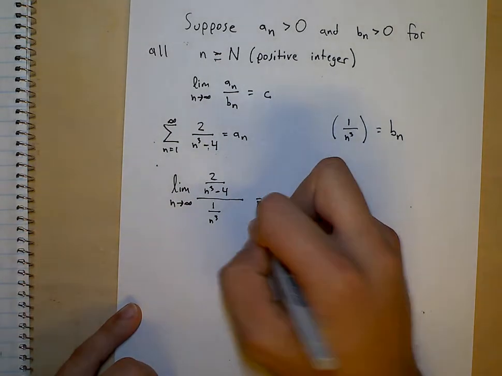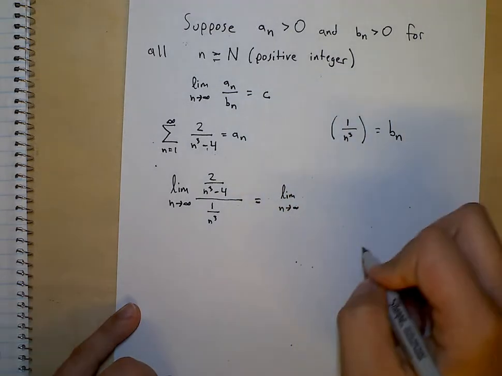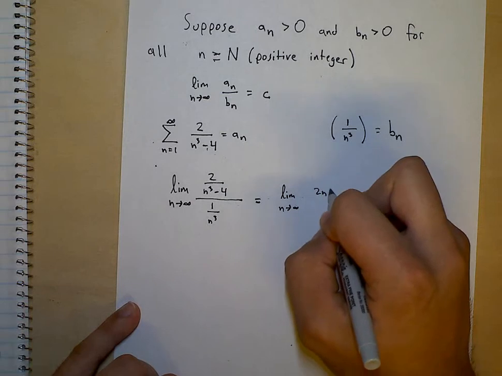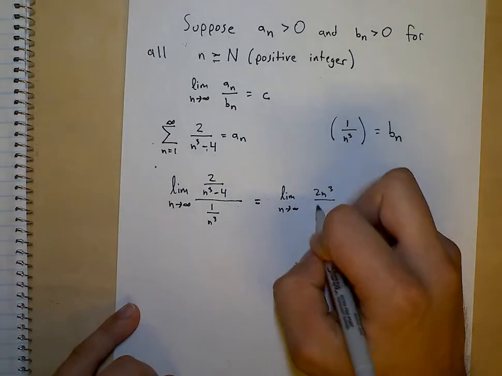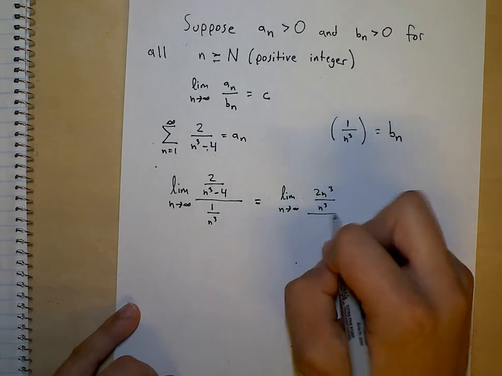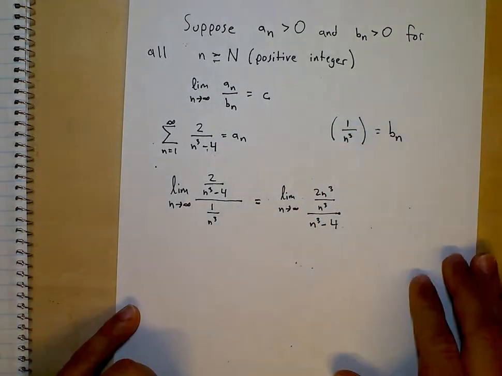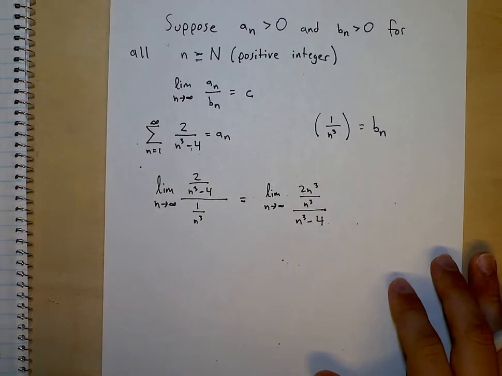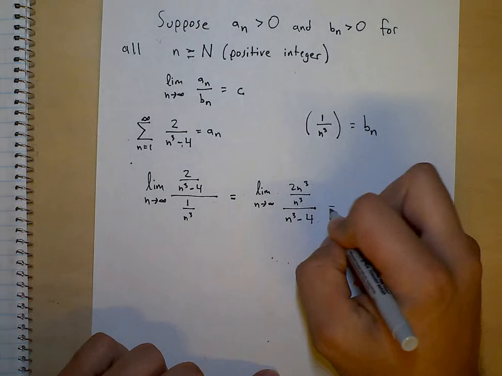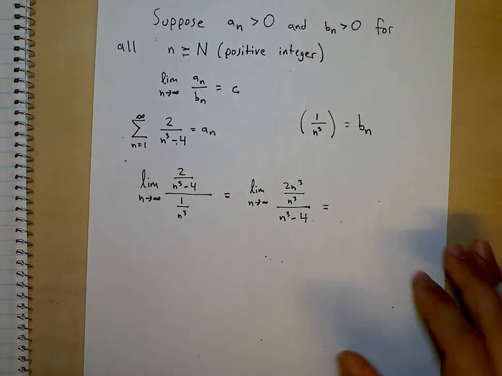Now, using your algebra knowledge, we can flip the denominator and then combine to get this into 2n cubed over n cubed minus 4. So, there's a few ways you could do this limit, but I chose to divide each term by the n behavior model, which is n cubed.